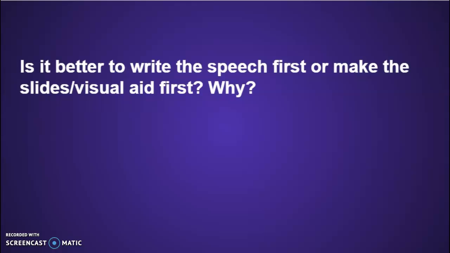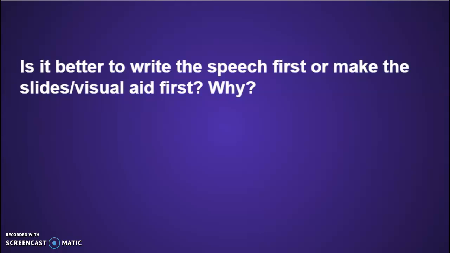Next question, is it better to write the speech first or make your slides or visual aid first? Why? If you need to pause the video, go ahead. I would argue that it's much better to prepare the speech first, to write it first, and then make the slides or visual aid next, because the visual aid is not your speech. It's supposed to help your audience either understand the speech better or become more engaged in it.